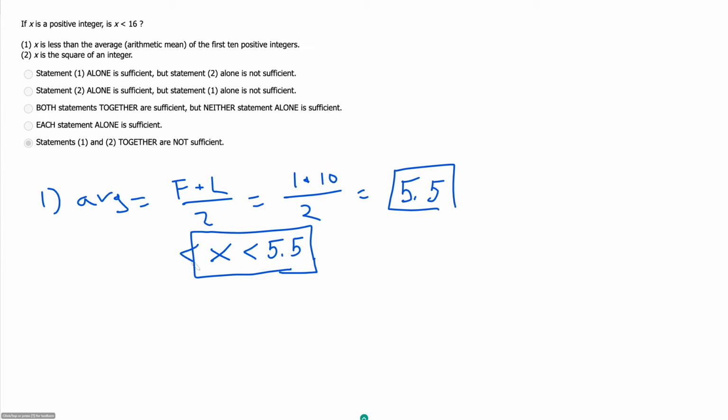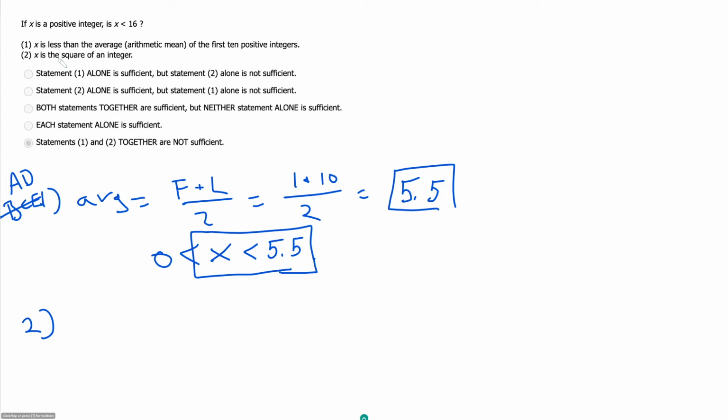And we also remember from our prompt, we know x is greater than 0. So if x has got to be less than 5.5, it's definitely going to be less than 16. So this is sufficient to say yes.